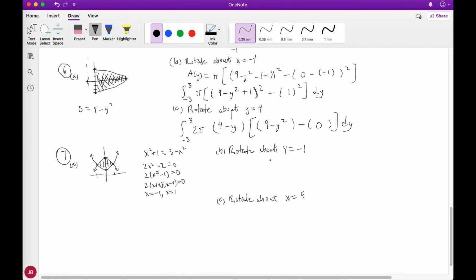So let's rotate about y equals -1. Well, that's down here, right? That's an axis way down here. This is a horizontal axis. Everything is in terms of x, so we're going to use disk washer. So pi times bracket outer radius squared minus inner radius squared. Well, what's forming the outer radius? Well, it's this 3 minus x squared graph. That's the one that's farthest away.